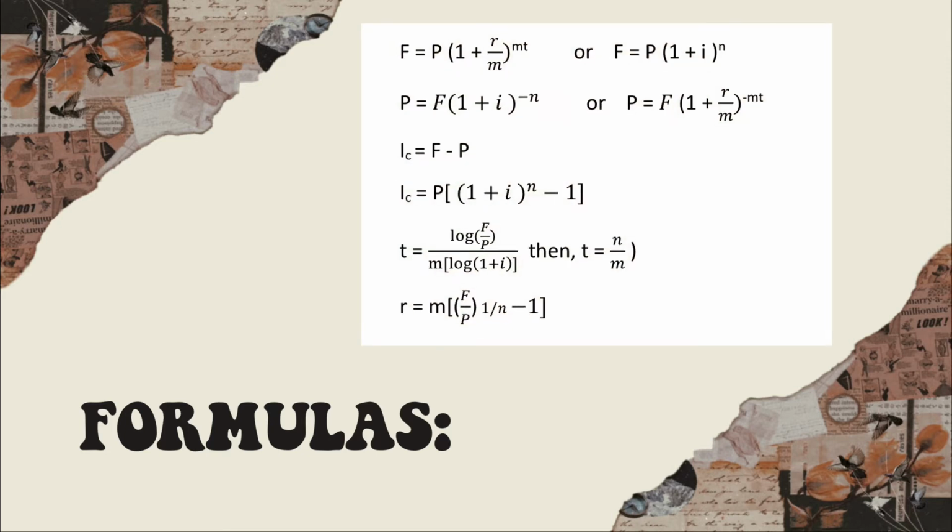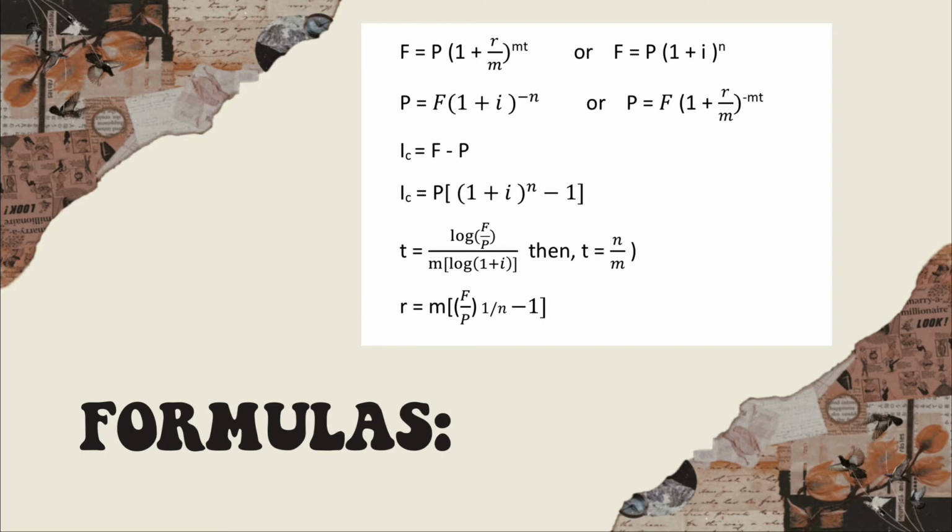Formulas. F is equal to P multiplied by open parenthesis 1 plus R over M close parenthesis raised to the power of M multiplied by T. Or F is equal to P multiplied by open parenthesis 1 plus I close parenthesis raised to the power of N. For P, we have P is equal to F multiplied by open parenthesis 1 plus I close parenthesis raised to the power of negative N, or P is equal to F multiplied by open parenthesis 1 plus R over M close parenthesis raised to the power of negative M multiplied by T.